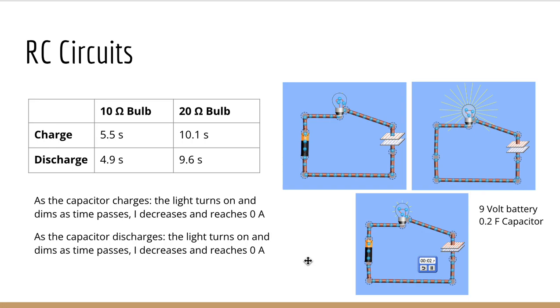And then as the capacitor charged, the light turned on and it dimmed as time passed, and I decreases and reaches 0. And then same thing as the capacitor discharges, the light turned on and then dimmed as time passed, and I decreases and also reaches 0.